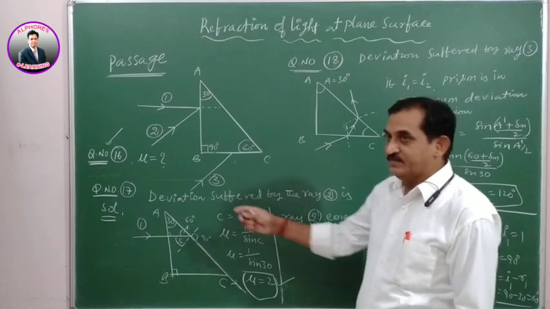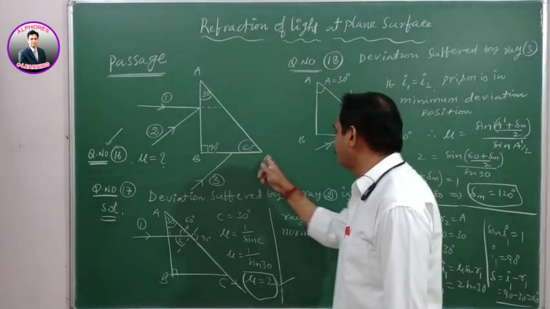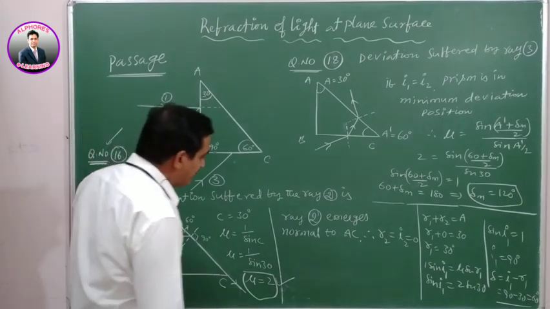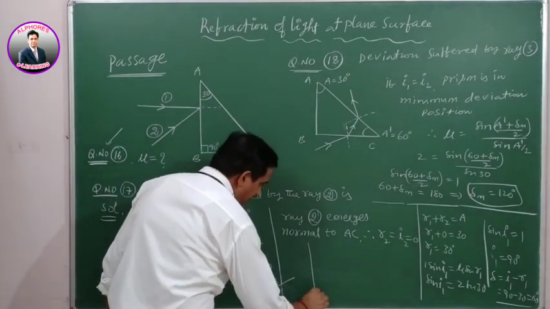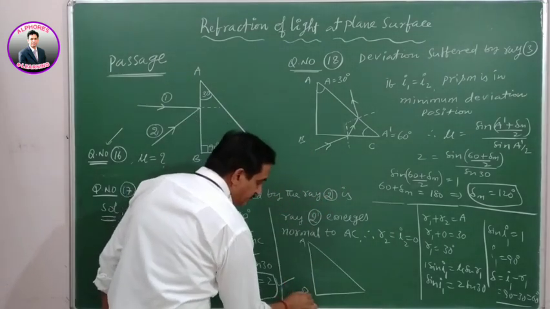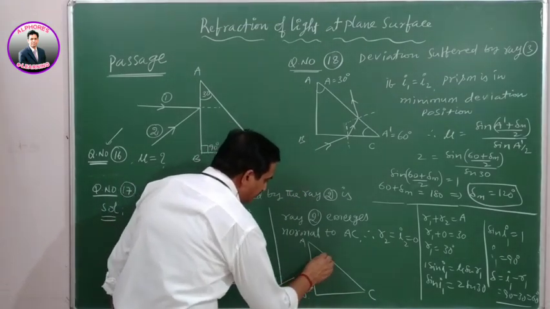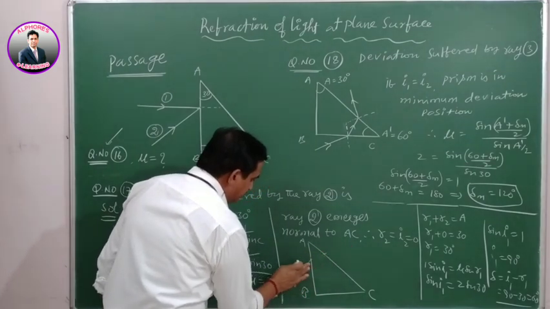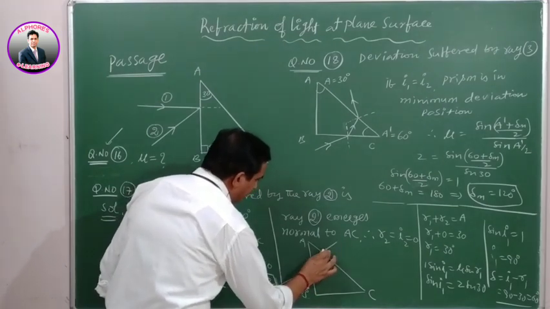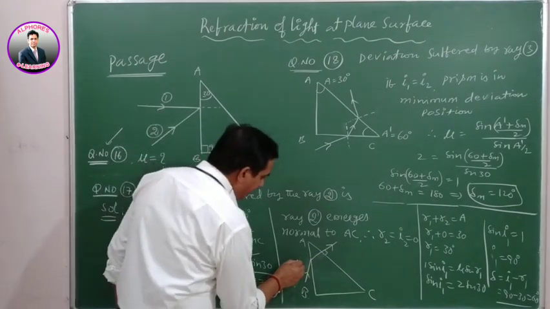Next, go for the second one. The second ray is incident. After refraction, it emerges perpendicular to AC. Yes. So let us make the relevant diagram. See, this is a prism. Now this is AB. This is C. Now a ray of light is incident on it, undergoes refraction, and emerges perpendicular to AC. This is the emergent ray perpendicular to AC. Of course, a normal is drawn over here.